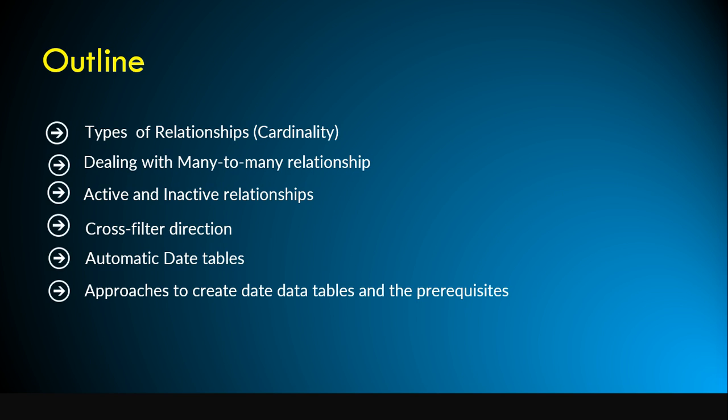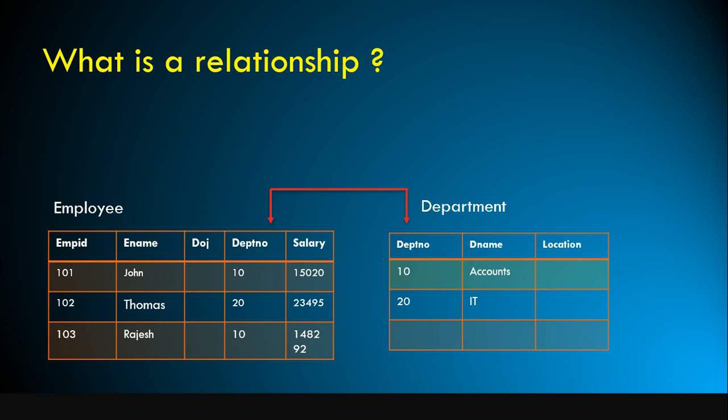In today's session, we will see the different types of relationships, and also we will see how to deal with the many-to-many relationship. Next, let us understand what is active and inactive relationship. Followed by this, let us understand what is cross-filter direction, how to enable bidirectional relationship between tables using DAX function, and also we'll see automatic date tables. Next, we will see how to create date tables using different approaches manually.